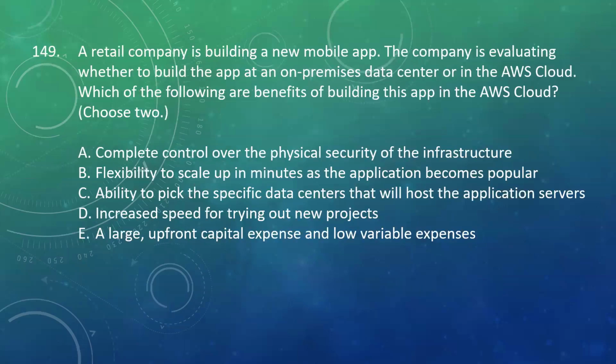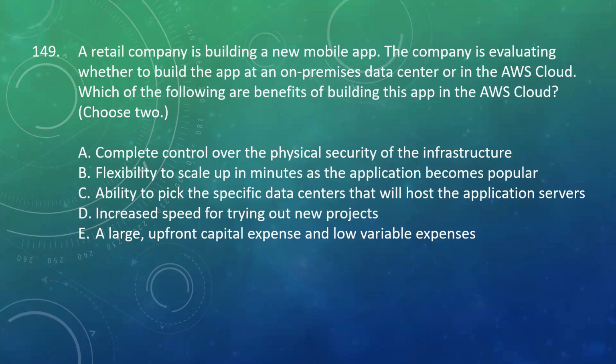Moving on to the next question. A retail company is building a new mobile app. The company is evaluating whether to build the app at an on-premises data center or in the AWS cloud. Which of the following are benefits of building this app in the AWS cloud? You need to choose two options here.